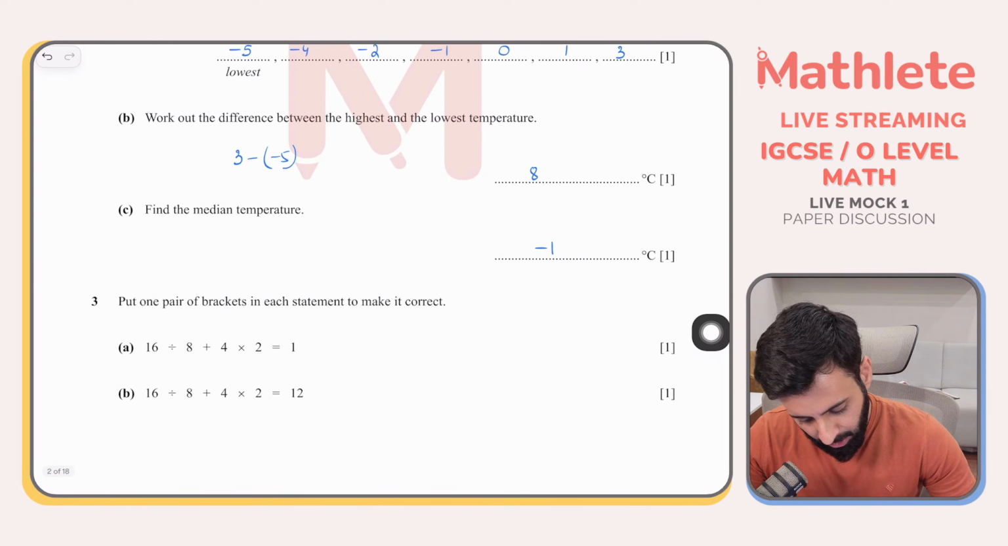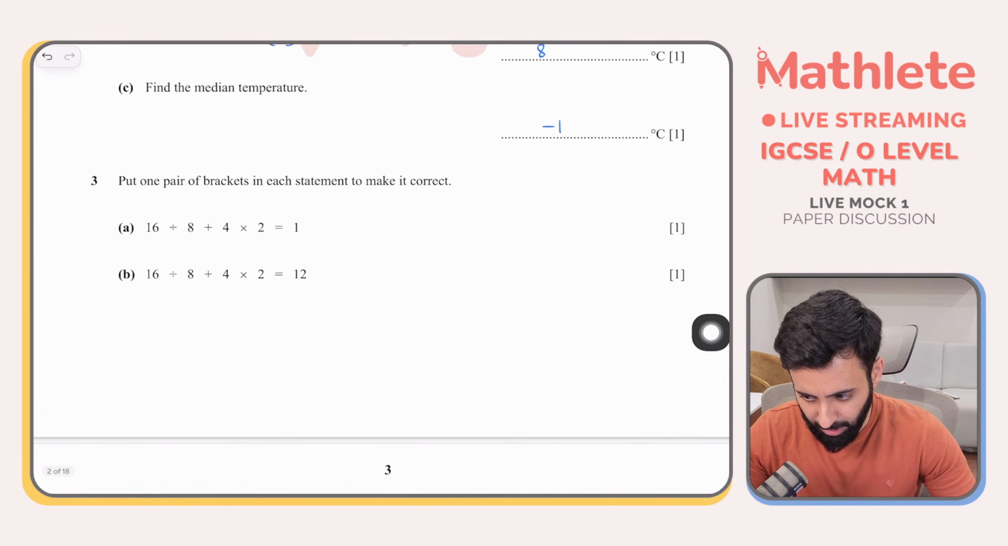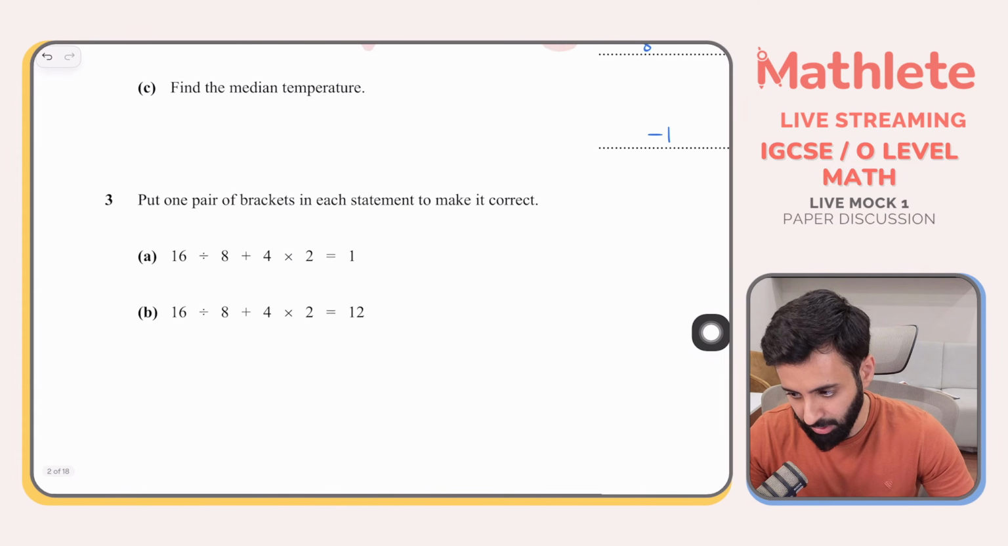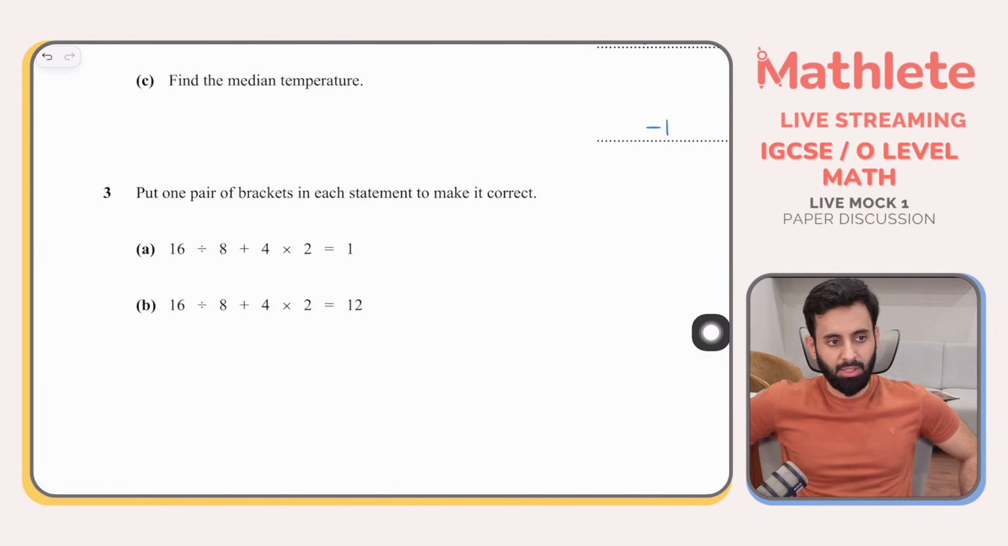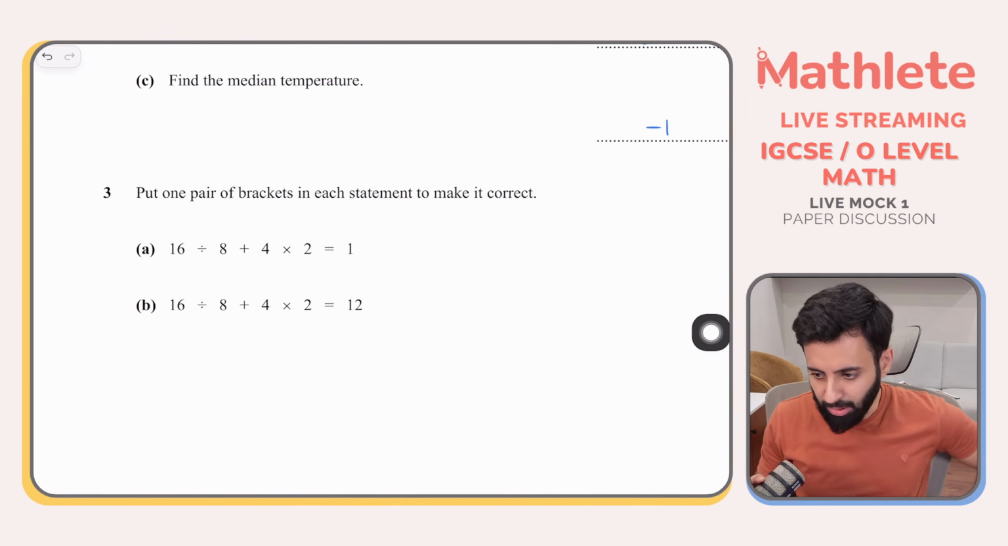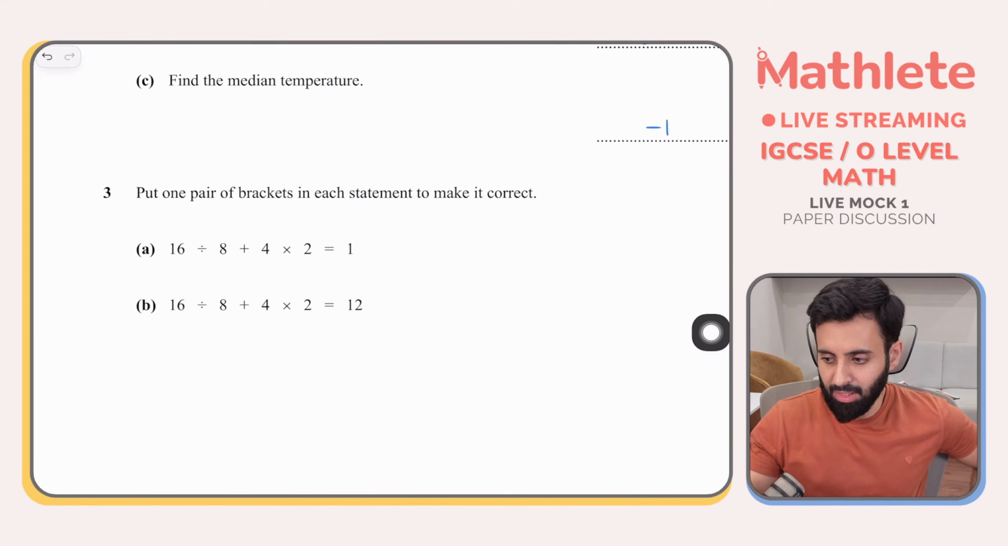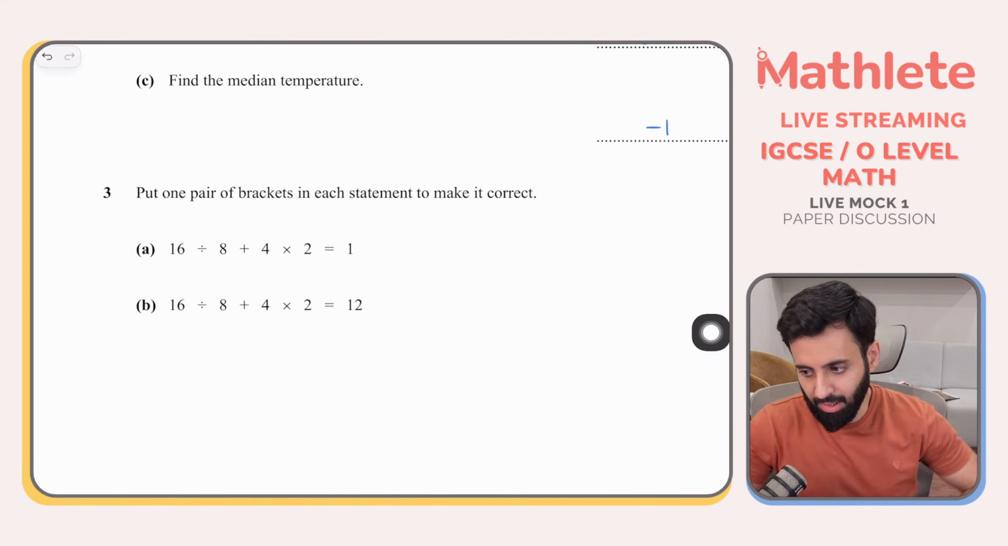Okay, now put one pair of brackets in each statement to make it correct. So one pair of brackets in each statement to make it correct. There is no rocket science. Please don't ask for tips once again. All you have to do is some trial and error.